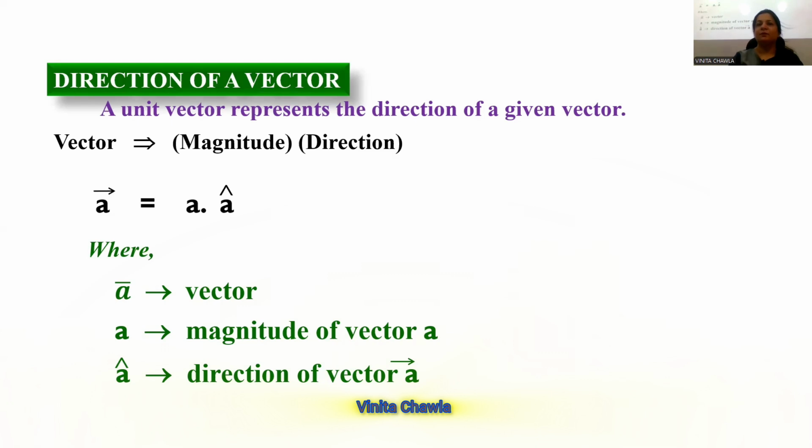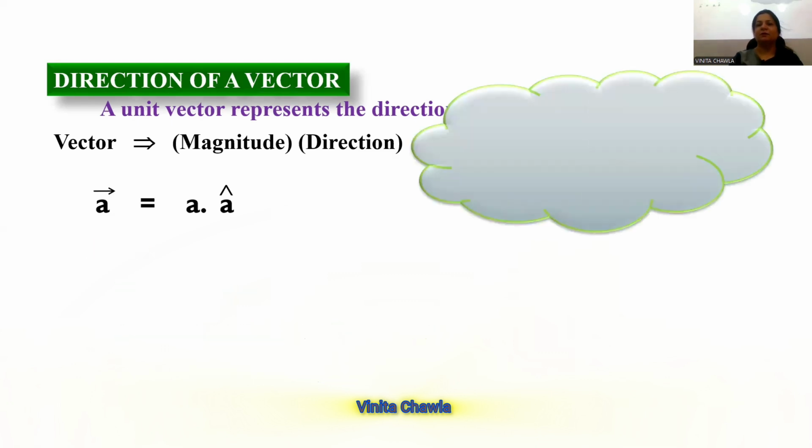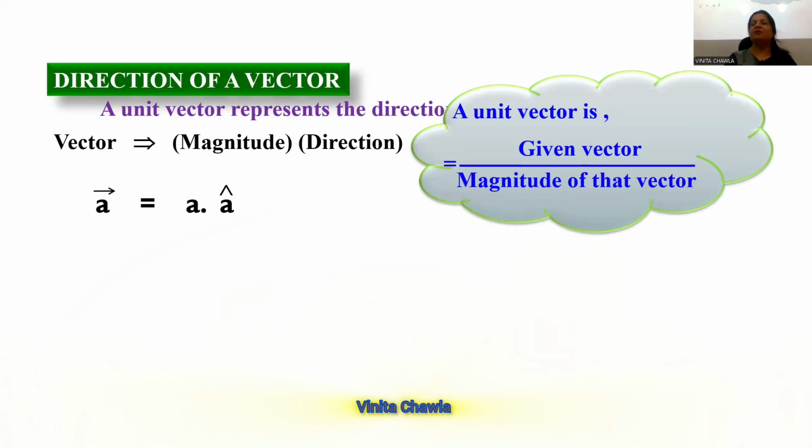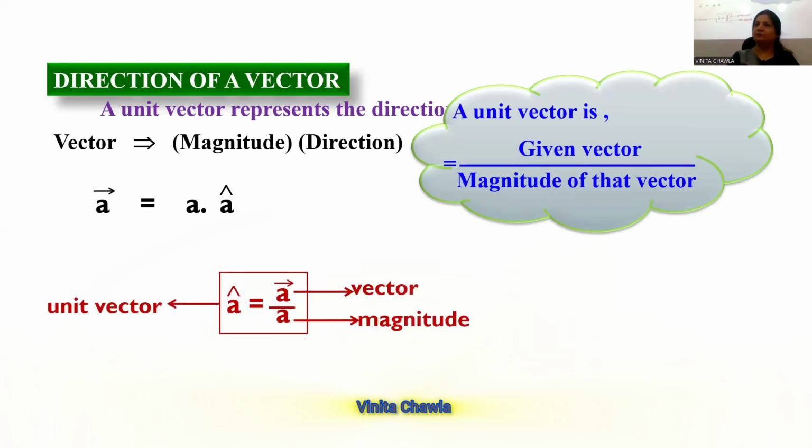Done. So we can write unit vector as given vector upon magnitude of that vector. So unit vector can be written as vector upon magnitude of that vector, vector A by A. Any doubt in this? You have already done this.